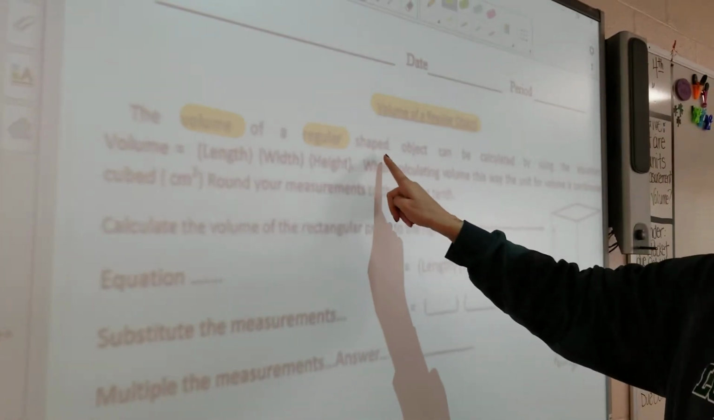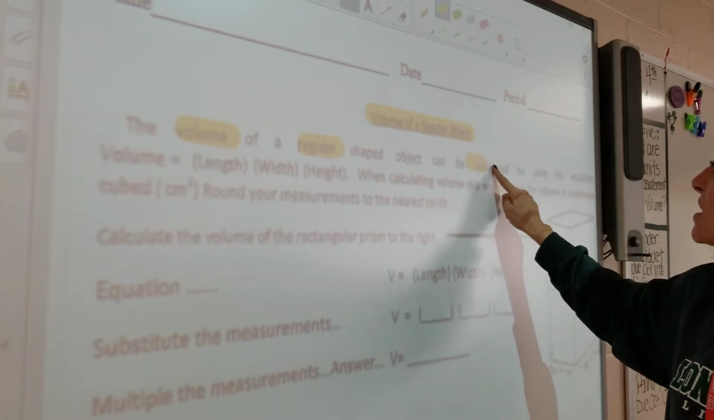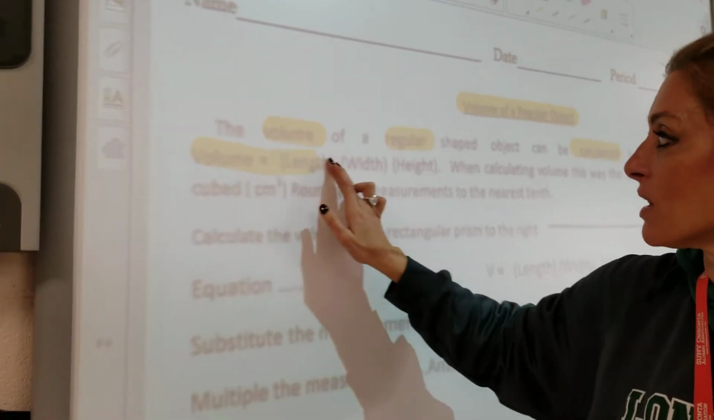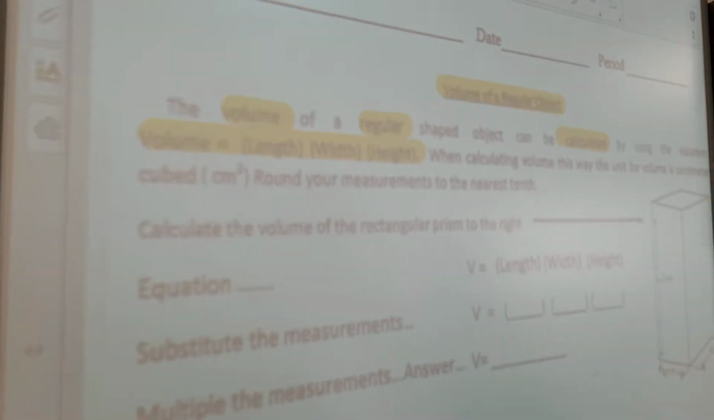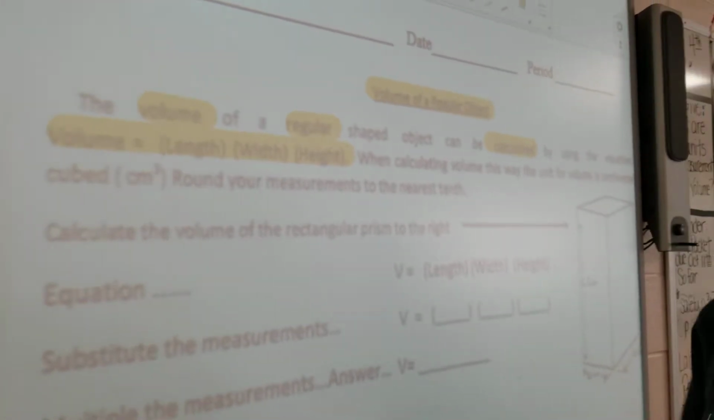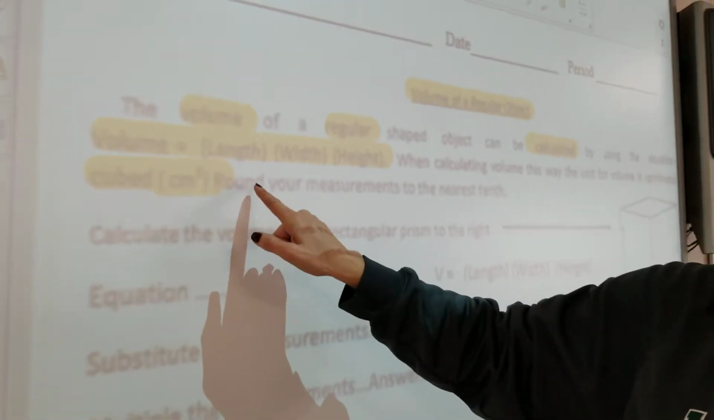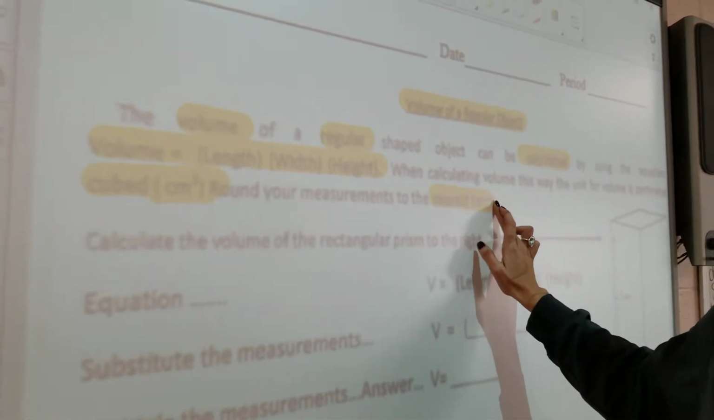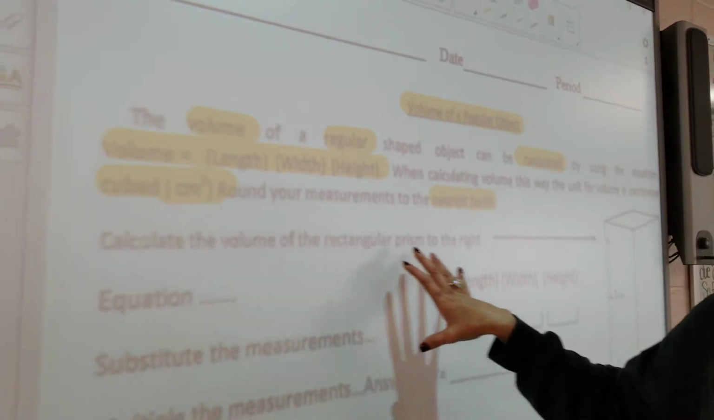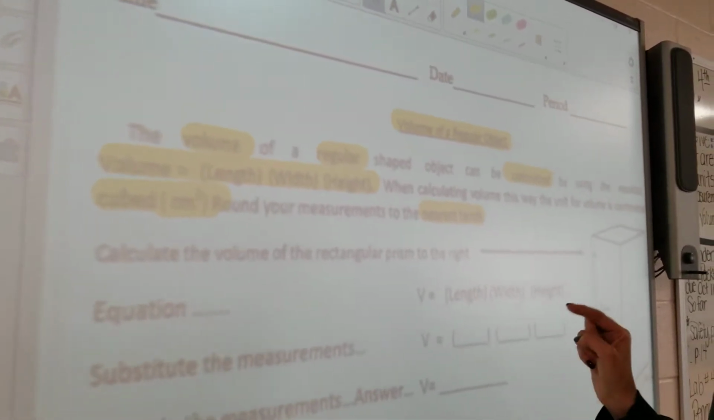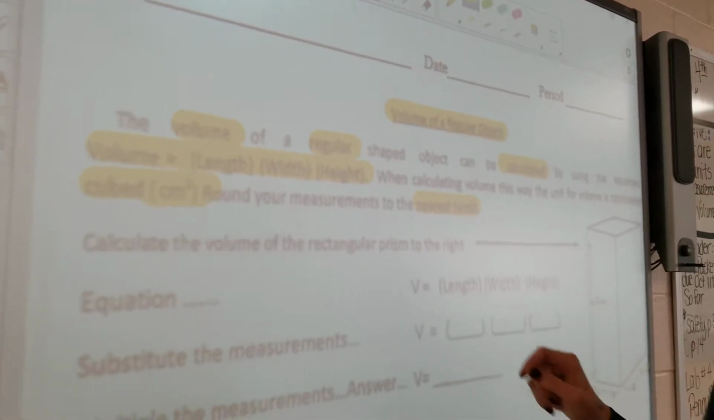The volume of a regular shaped object can be calculated by using this equation. Volume is equal to length times width times height. When calculating the volume this way, the unit for volume is centimeters cubed. And you must make sure you round your measurements to the nearest tenth. So this is an example, and then you will work with a partner and find the volume of the blocks in your bag.